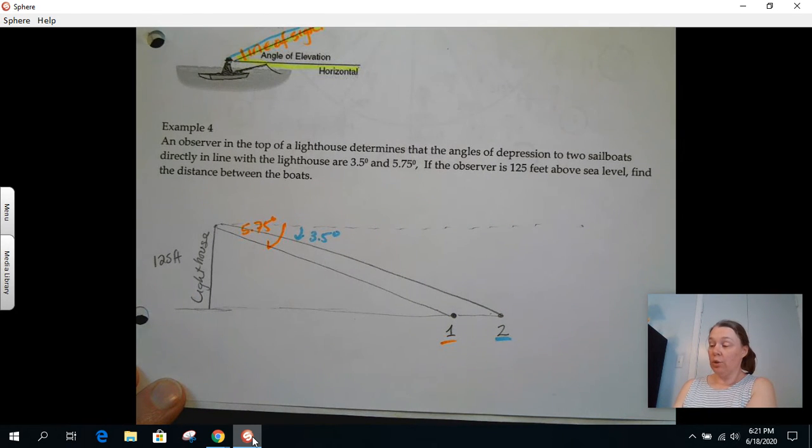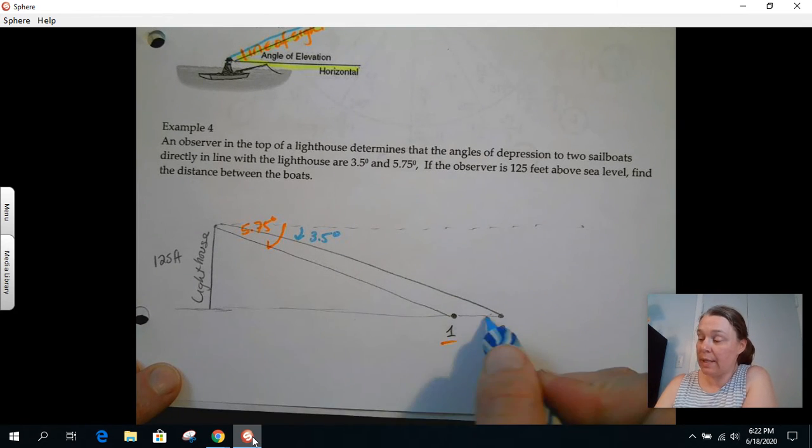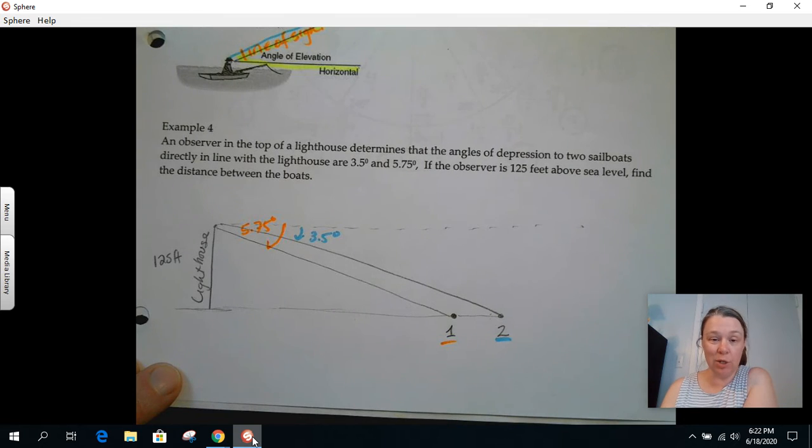Okay, and what I want to do is figure out how far the boats are, like how far boat 1 is from the lighthouse, how far boat 2 is from the lighthouse, and then I could figure the difference between those, and that would give me the distance between the two boats. It kind of looks like a mess right now, but if we draw them separately, it might help you see the triangles better.